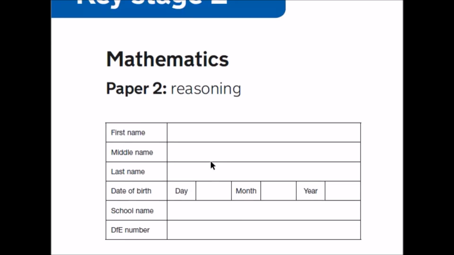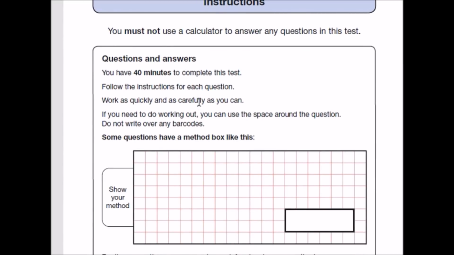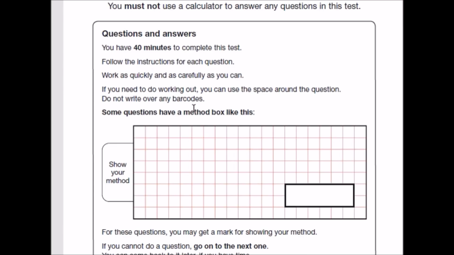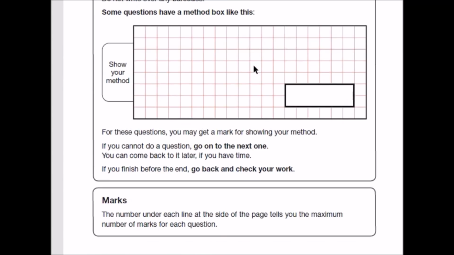So first thing you want to do, enter your names, your details, and make sure you downloaded the 2017 version. So let's jump in. So got a blank page here. Instructions. So make sure you always read instructions. The first thing is that you must not use a calculator. So none of these tests are calculator problems. You have 40 minutes to complete the test. We're going to try and beat that. Follow the instructions for each question. Work as quickly and as carefully as you can. And if you need to do working out, you can use the space around the question. And of course, do not write over any barcodes, because that's for the companies to scan them or for other specific reasons. So always do your answers in this box and do your working out in the pink boxes.